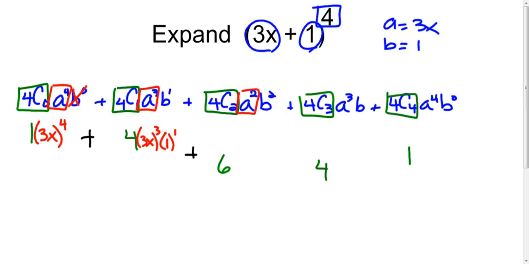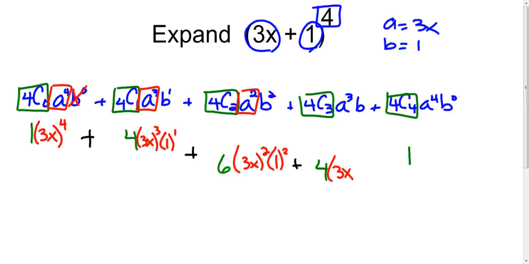A squared would be 3x squared. And then b squared is 1 squared. Okay? Plus sign in between. A cubed, or yeah, 3x. It should not be 8.